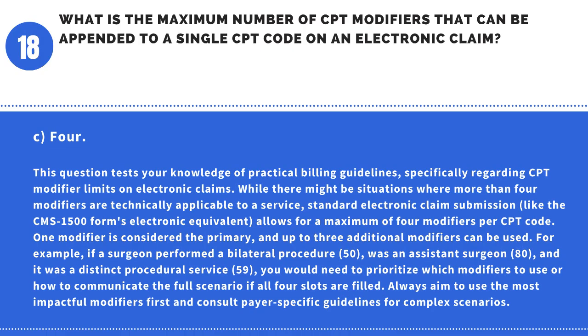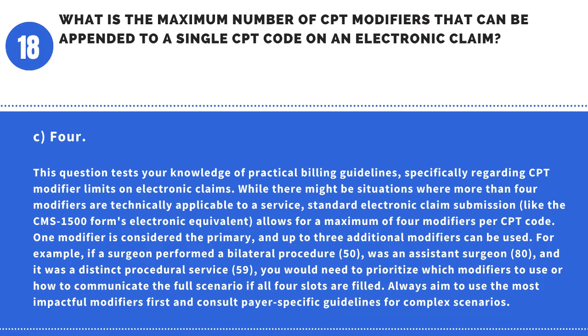Answer C. 4. This question tests your knowledge of practical billing guidelines, specifically regarding CPT modifier limits on electronic claims. While there might be situations where more than 4 modifiers are technically applicable to a service, standard electronic claim submission, like the CMS 1500 form's electronic equivalent, allows for a maximum of 4 modifiers per CPT code. 1 modifier is considered the primary, and up to 3 additional modifiers can be used.